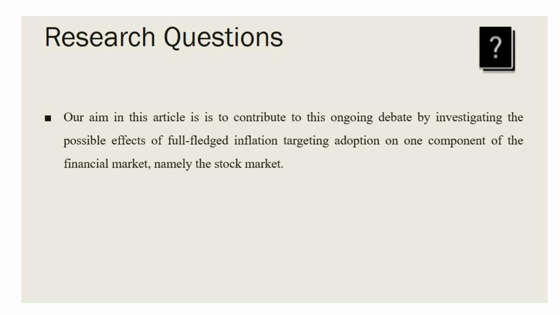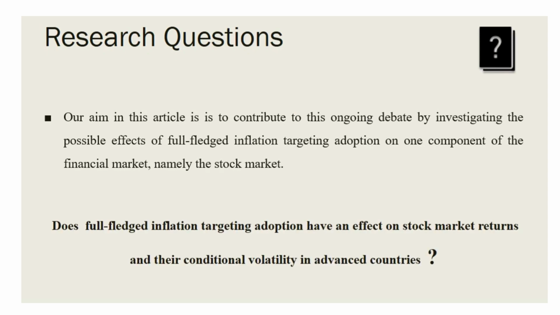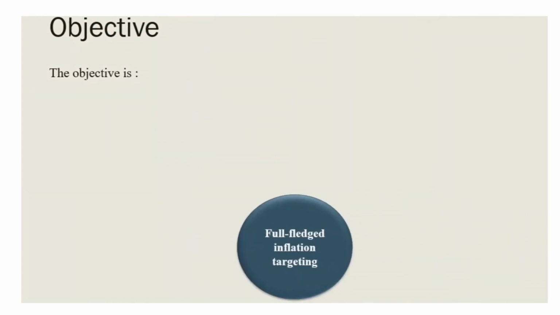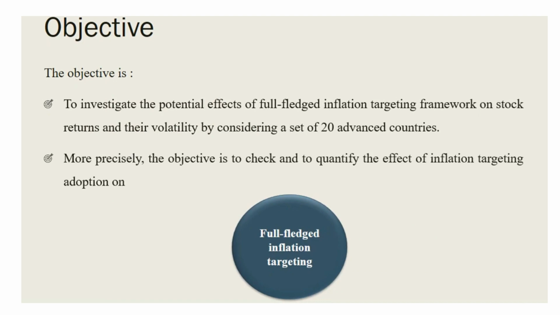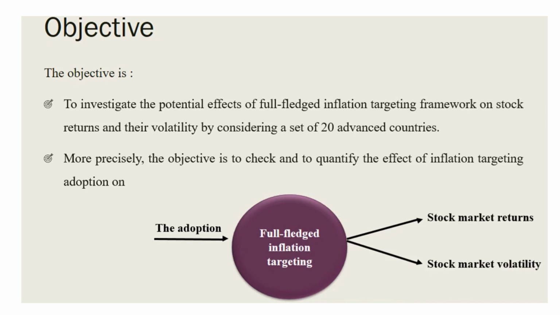Moving now to the research question. The aim of this article is to contribute to this ongoing debate by investigating the possible effects of full-fledged inflation targeting adoption on one component of the financial market, namely the stock market. So the question is, does full-fledged inflation targeting adoption have an effect on stock market returns and their conditional volatility in advanced countries? The objective of this study is to investigate the potential effect of full-fledged inflation targeting framework on stock market return and their conditional volatility by considering a set of 20 advanced countries. More precisely, the objective is to check and to quantify the effect of inflation targeting adoption on two proxies of stock market performance, namely stock market returns and stock market volatility.